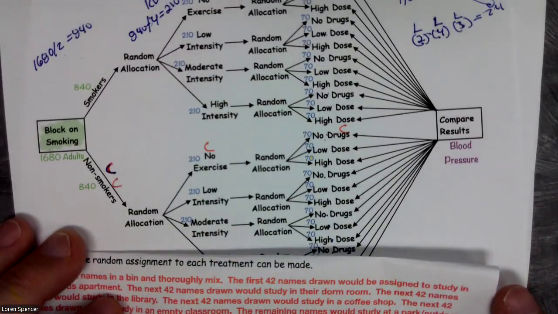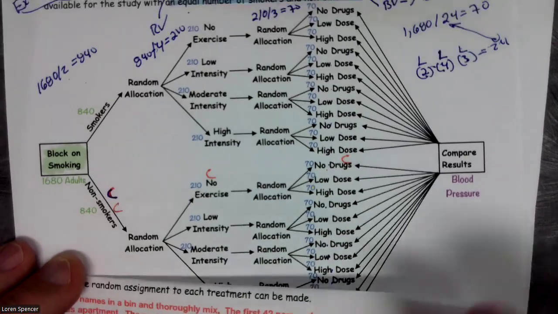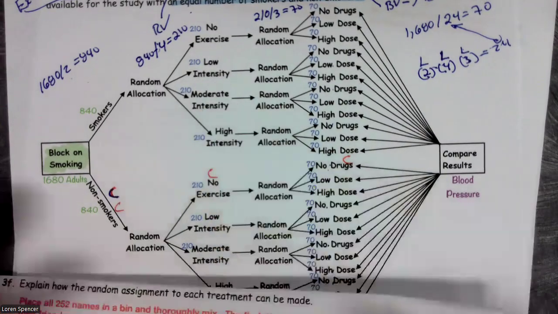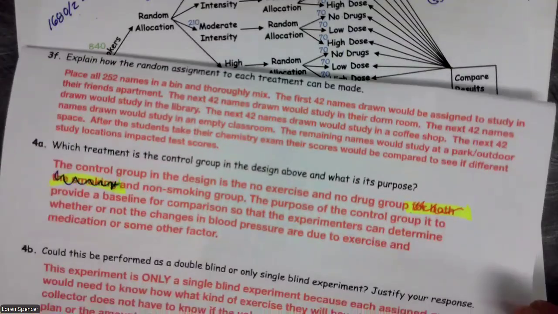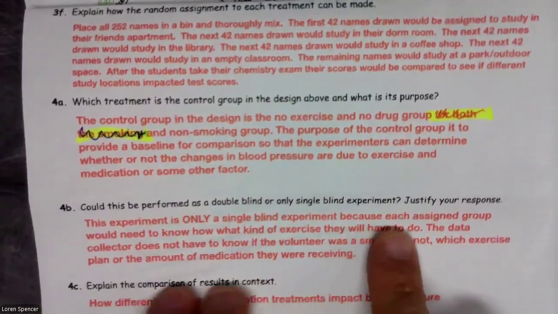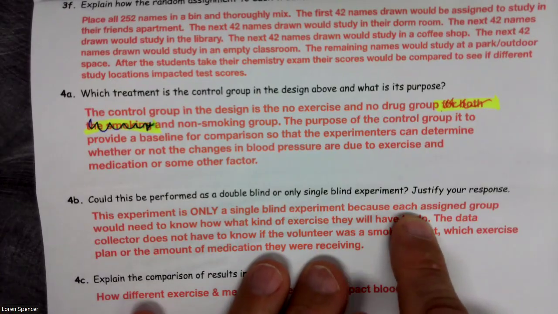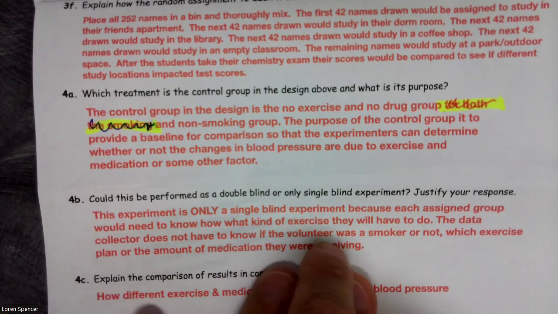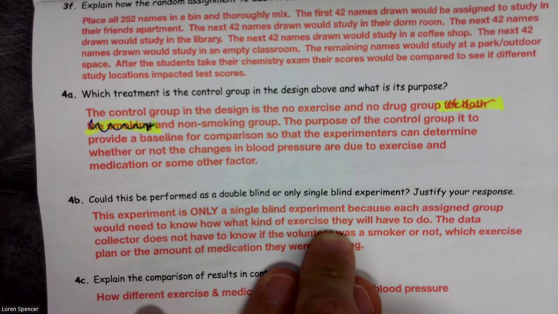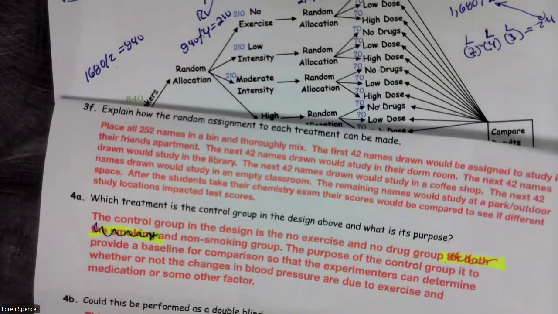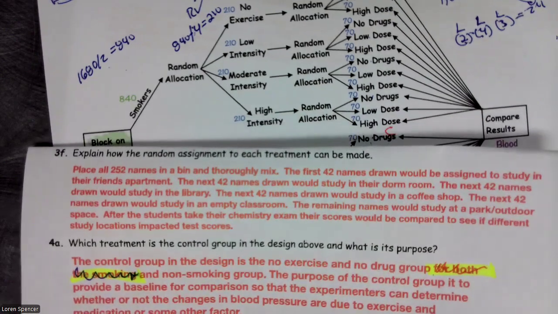And I'm like, no, I'm pretty sure I'm going to know if I'm exercising. So this could only be performed as a single blind experiment because each assigned group would know what kind of exercise they will do. They also know if you're smoking or not. Between knowing if you're smoking and knowing if you're exercising, I might not know what drug you gave me. You may have given me a placebo, so I may not know the drug, but I know if I'm exercising and I know if I'm smoking. So it's clear that the person participating in the study would know the treatment.